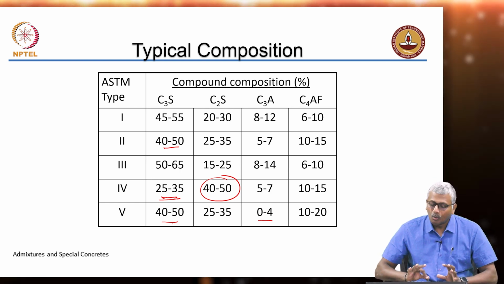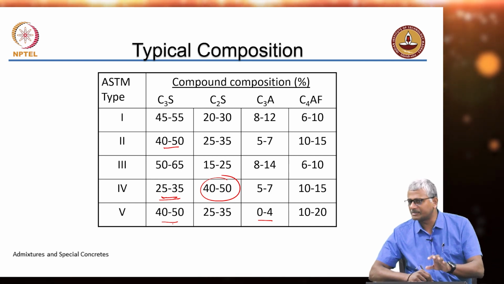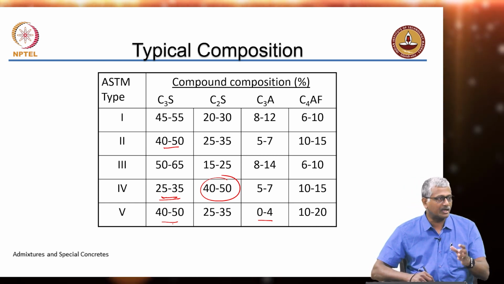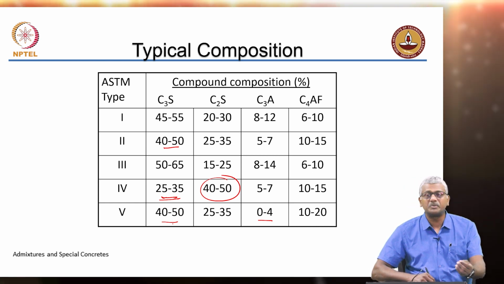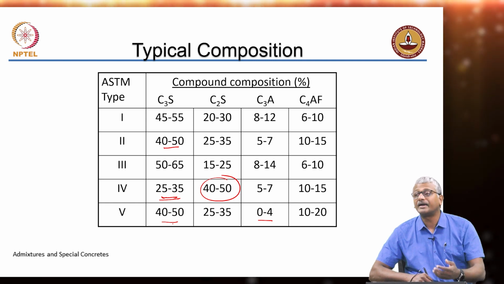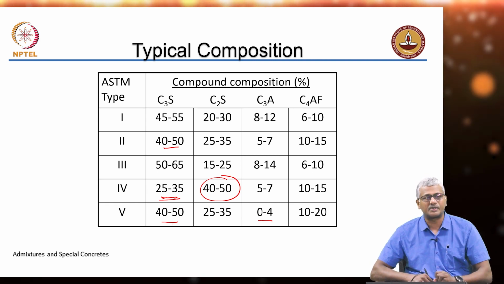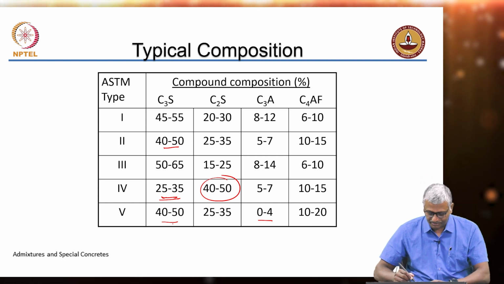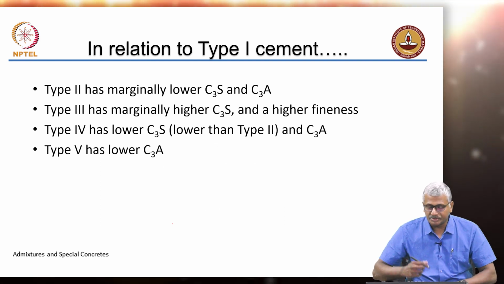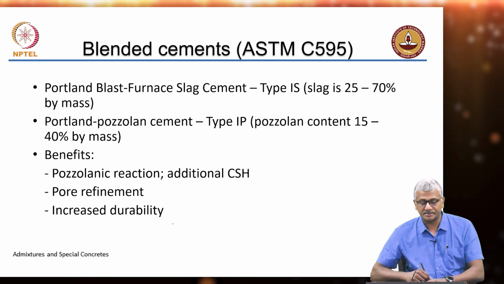So, this is the overall chemical composition, which is quite similar if you look at other standards also, like BIS also has a sulfate resistant cement, BIS also has low heat cement, high early strength cement. Most of the characteristics are quite similar across different standards, right. So, this is just putting in words what we just discussed.